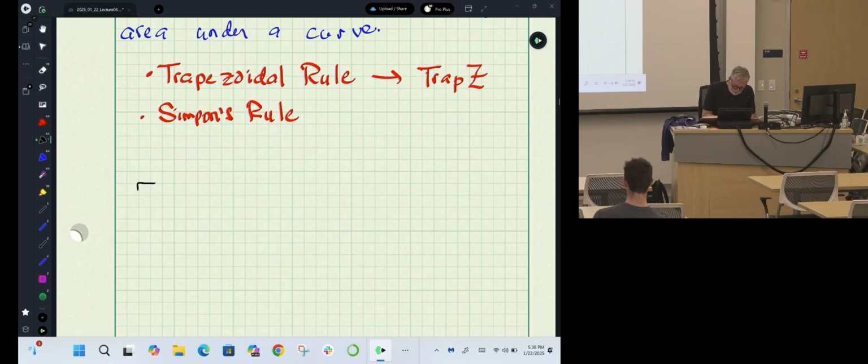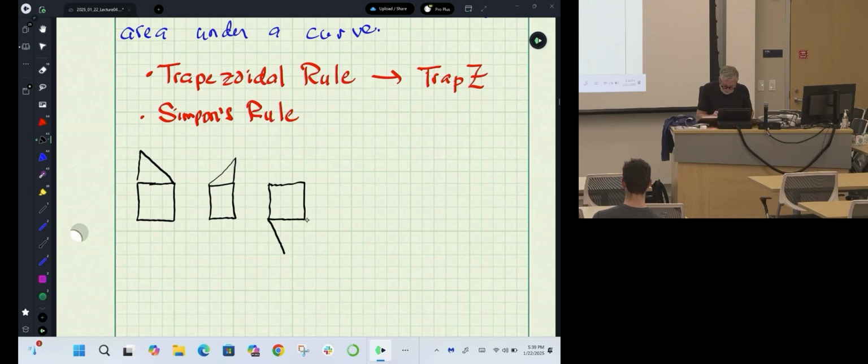So what is a trapezoid? It's basically a triangle on top of a rectangle. Or on the bottom of a rectangle. It's not a house. Okay, so these are all trapezoids.